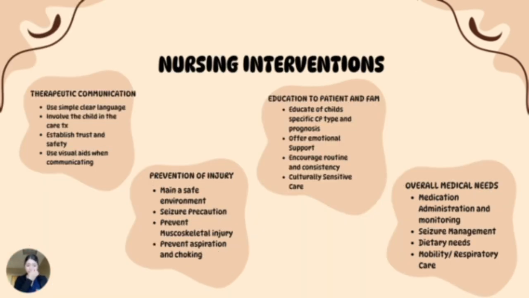For nursing interventions, we have therapeutic communication: using simple, clear language, involving the child in the care and treatment, establishing trust and safety, and using visual aids when communicating. Prevention of injury includes maintaining a safe environment, seizure precautions, preventing musculoskeletal injury, and preventing aspiration and choking.